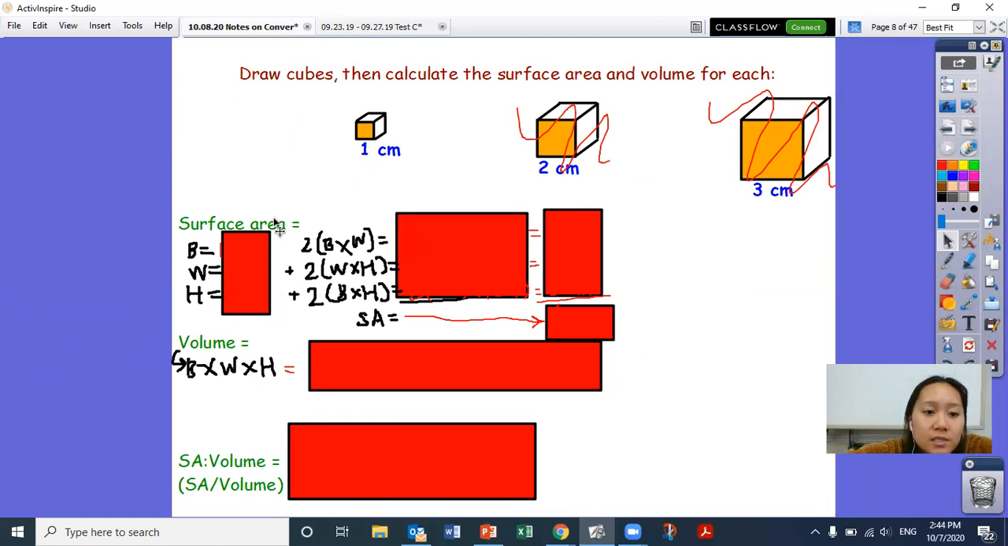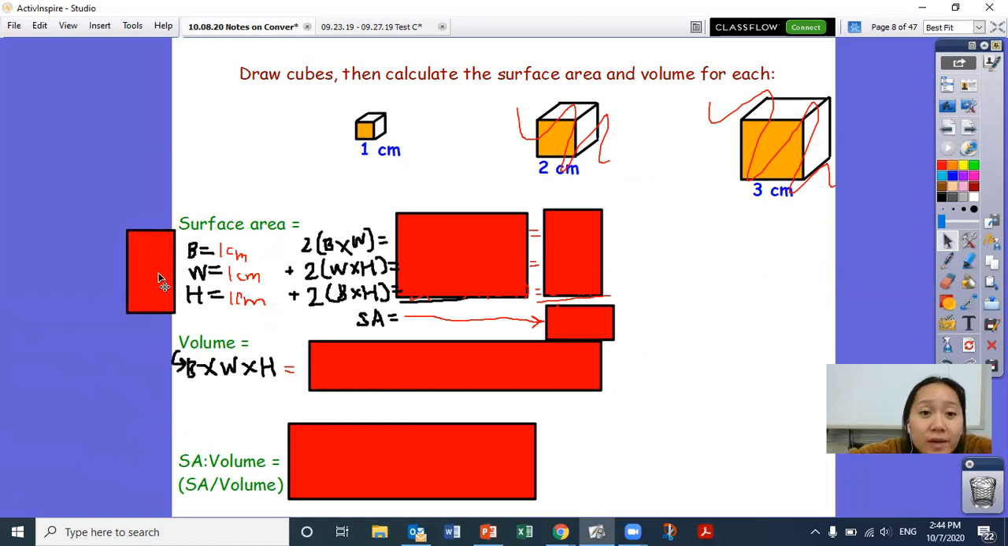So how you find surface area, you're going to need to find the base, the width, and the height measurements separately, okay? So for the 1 centimeter cube, it's a cube, right? So all sides are the exact same. So your base, your width, and your height are all going to be 1 centimeter.